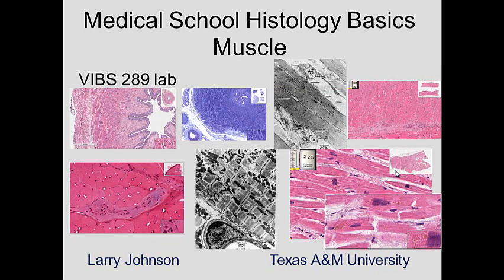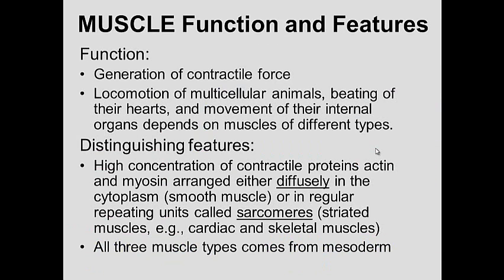Hi, I'm Larry Johnson. I'm a professor at Texas A&M University, and today we're going to talk about the different types of muscle. Now, what's the function of muscle, and what are some features of muscle? Well, the function of muscle is to generate contractile force. That's the overall thing that it does. Locomotion of multicellular animals, the beating of hearts and movement of internal organs depend upon the muscles of different types. And we're going to talk about those types.